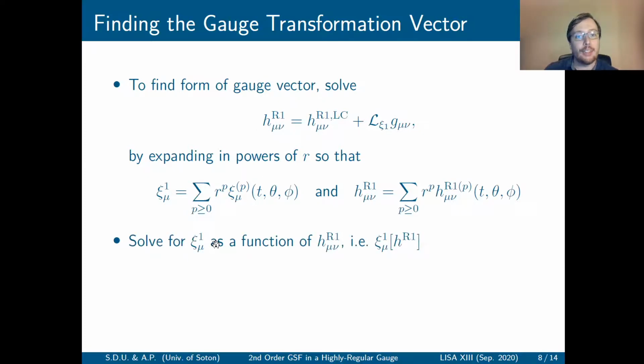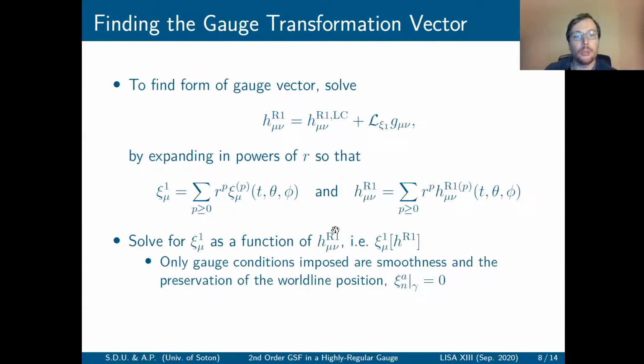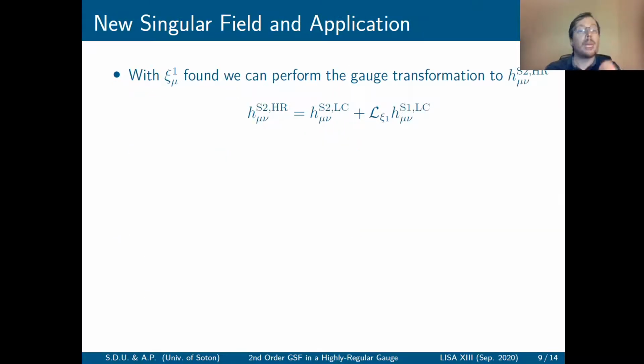We solve for the gauge vector as functions of the regular field. And we only impose two gauge conditions: that the gauge vector is smooth and that the world line position is preserved. So the spatial part of the gauge vector is 0 when evaluated on the world line. This ensures that we do not introduce any mass dipole moments into our expressions. And we need to go to order r cubed in the gauge vector. So that's just a process of matching order by order.